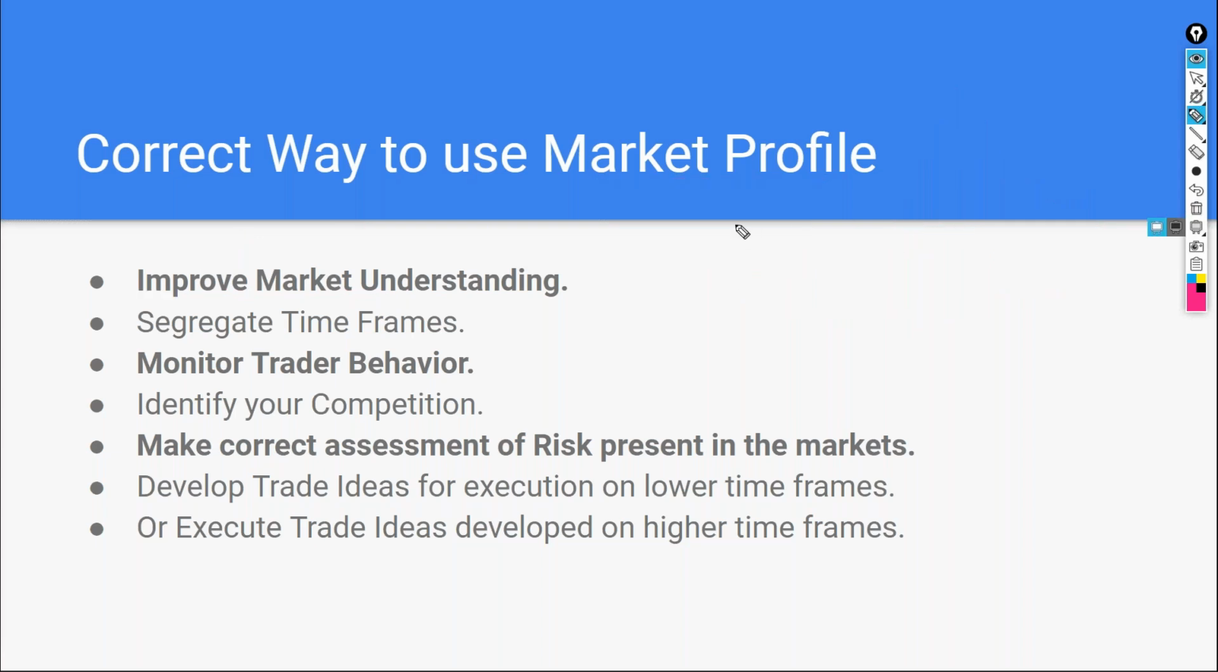So I have been doing that long back. Now I have understood the correct way to look at markets, and that is to first improve our market understanding. And there is no better tool, guys. All right, there is no better tool.